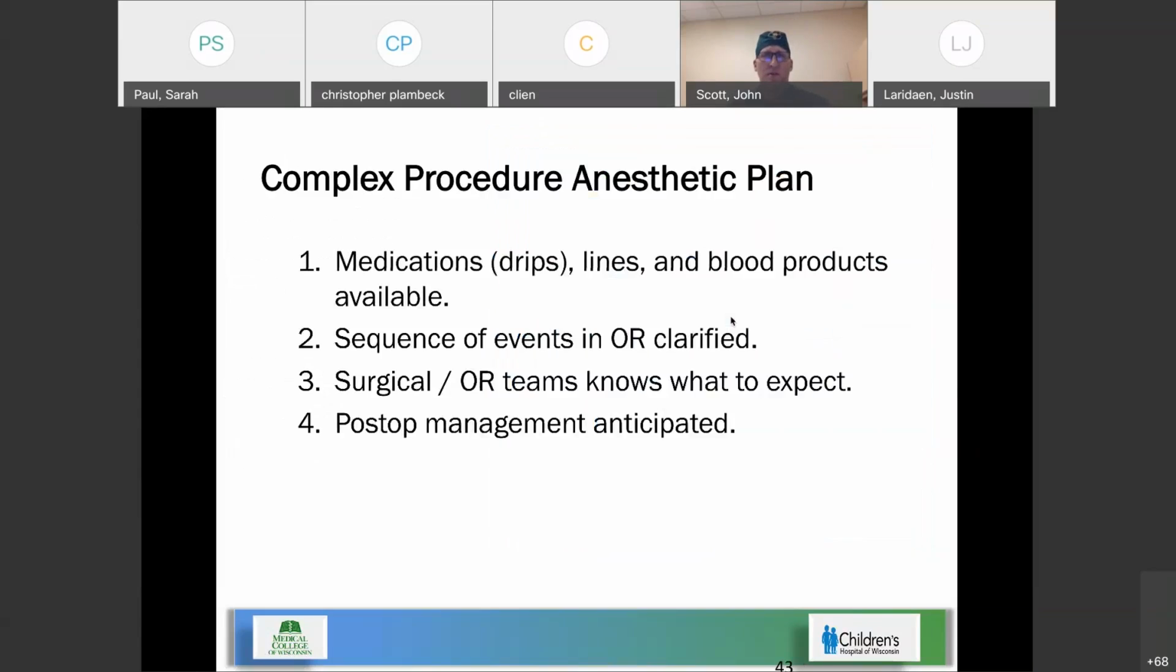So for a complex procedure anesthetic plan, we'll send out a plan to the team caring for the patient. It includes the medications that we're needing, whether those are drips, vasoactive support drips, whether those are sedative hypnotic drips, lines, blood products. The sequence of events in the operating room are clarified. The surgical and the operating room teams know what to expect, and then we have the expected disposition and postoperative management plan included as well.